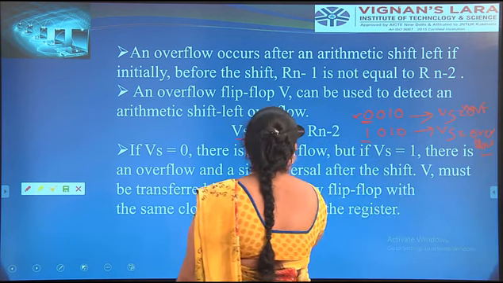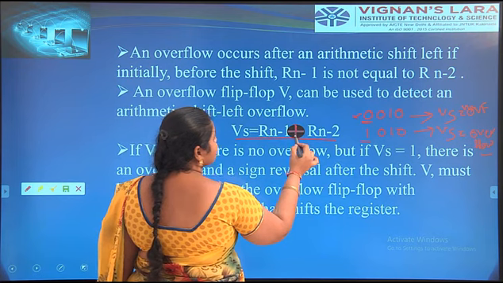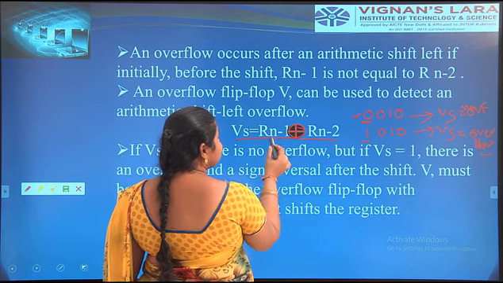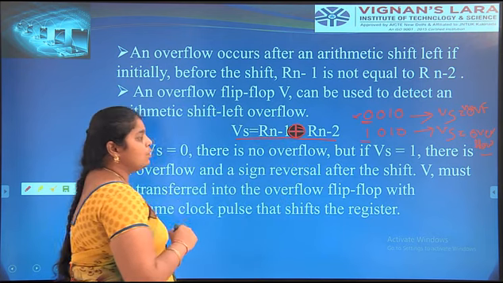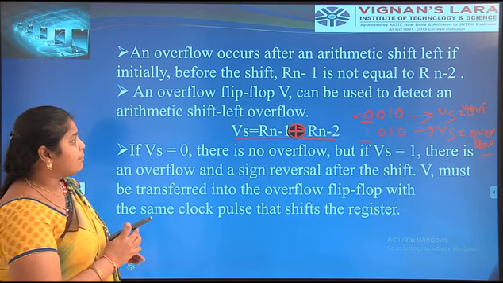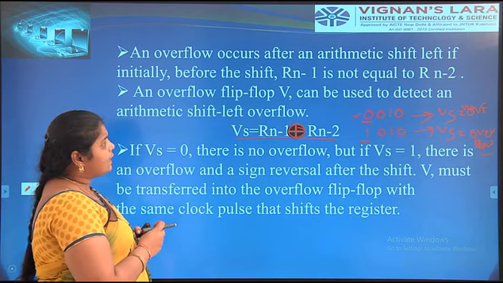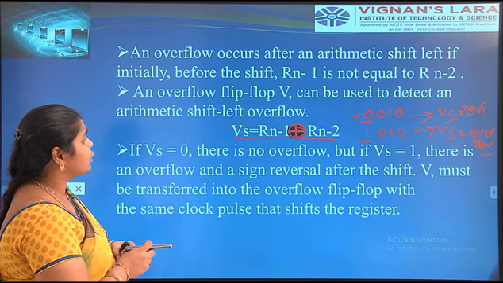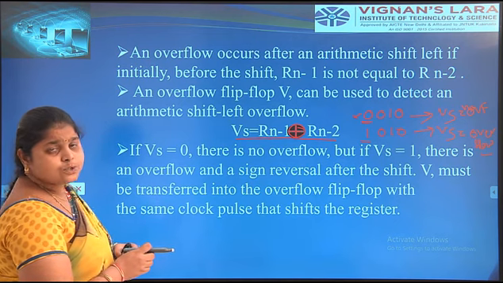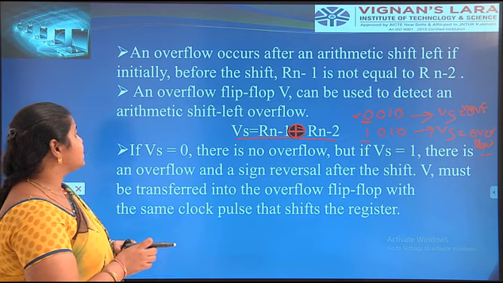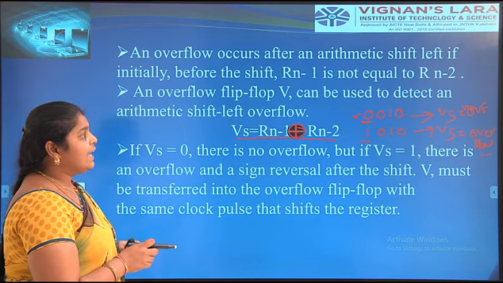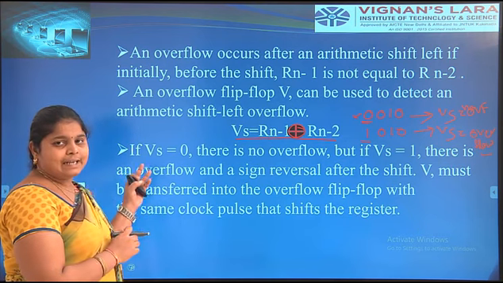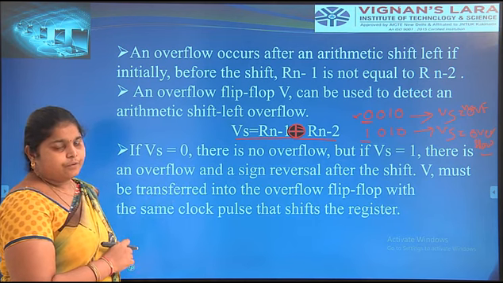Okay, this is a statement with an exclusive OR symbol. Vs means Rn minus 1 exclusive OR Rn minus 2, and overflow occurred after an arithmetic shift left if, initially before the shift, Rn minus 1 is not equal to Rn minus 2. An overflow flip-flop can be used to detect an arithmetic shift left overflow.